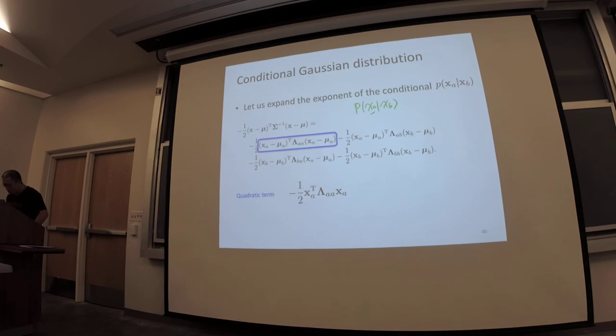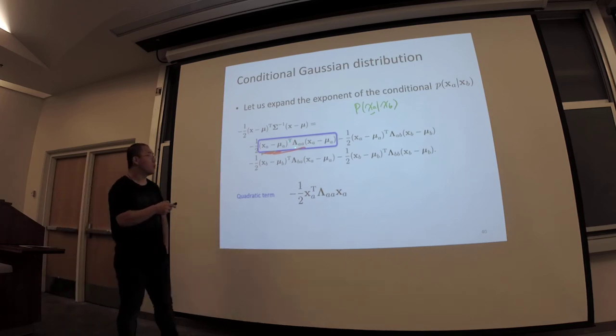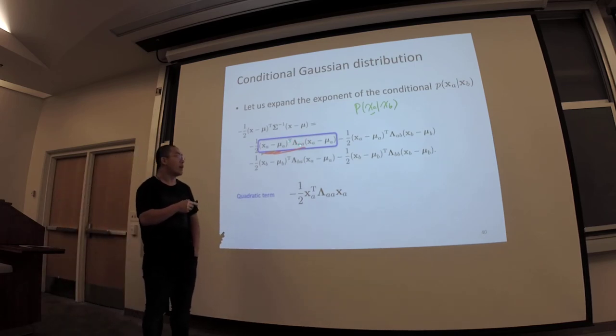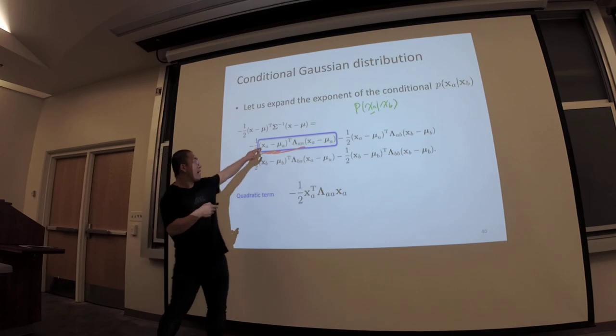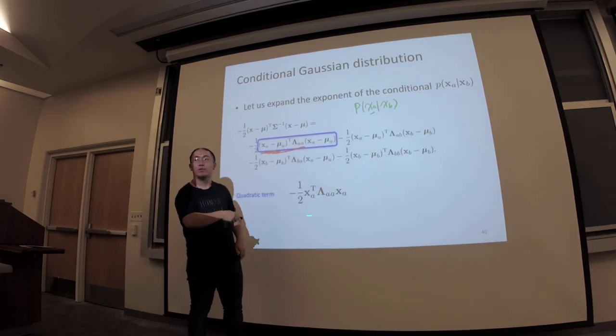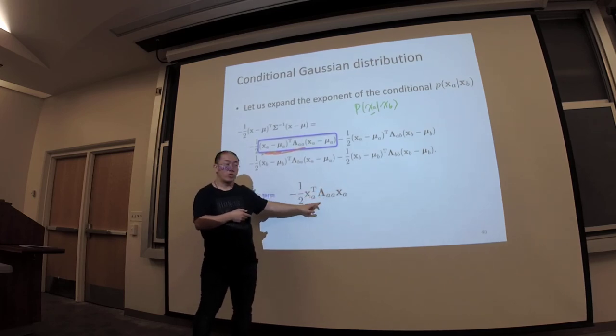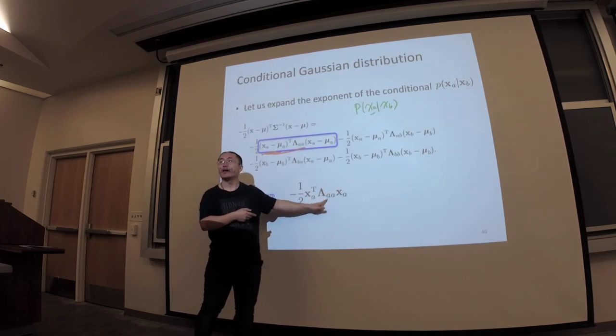So for the quadratic term, we found that there's only one quadratic term, in the first term: x_A minus mu_A transpose, lambda_AA, x_A minus mu_A. So we can see x_A here and x_A here, right? So this is a quadratic term. We know the covariance of the conditional distribution must be the inverse of this, lambda_AA.